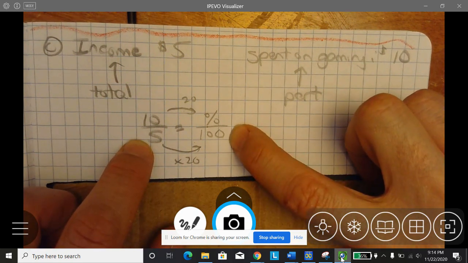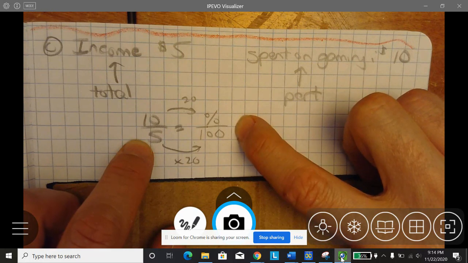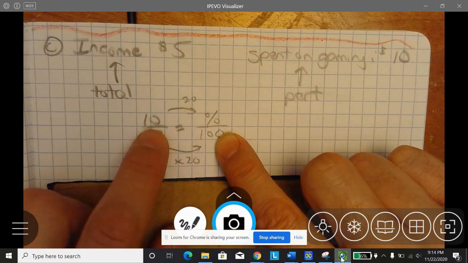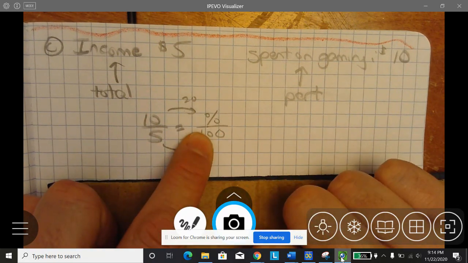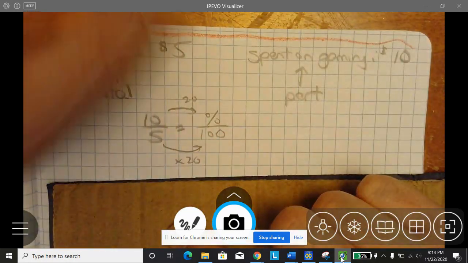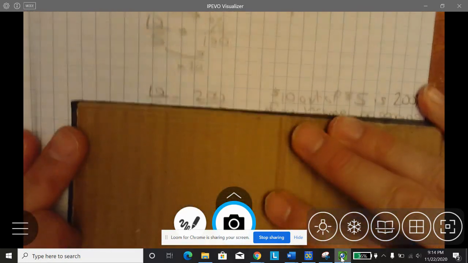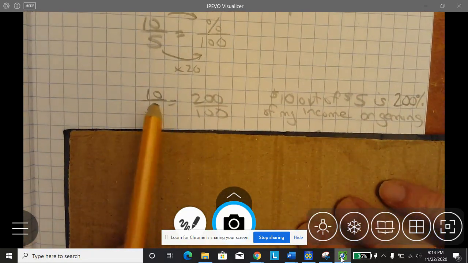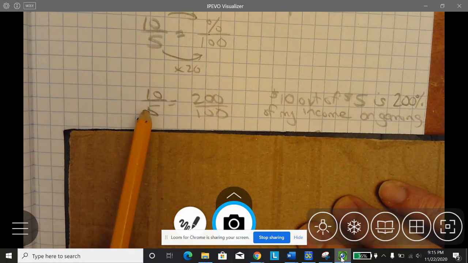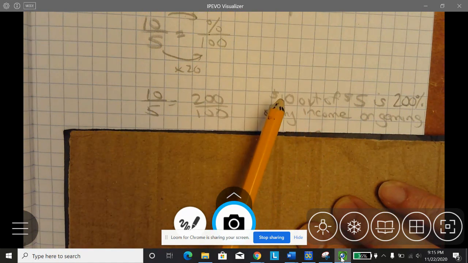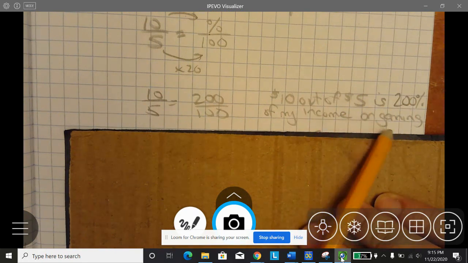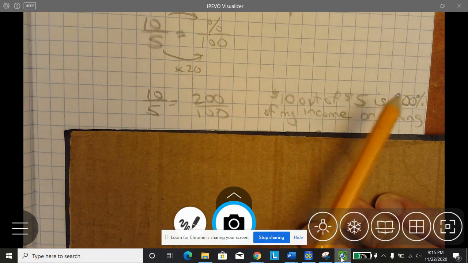And percent out of 100, we still know that is always true. And the mathematics still works, right? What times 5 is 100? Well, 100 divided by 5 is 20. That means I multiply 5 times 20 to get 100, which means I must multiply 10 times 20 to get this percent. Well, I know that 10 times 20 is 200. So 10 over 5 equals 200 over 100, which makes sense. They're both twice as big as the denominator. But what that means is this person, if they spend 10 out of their $5, that's 200% of their income on gaming. That means they spent more than they made.